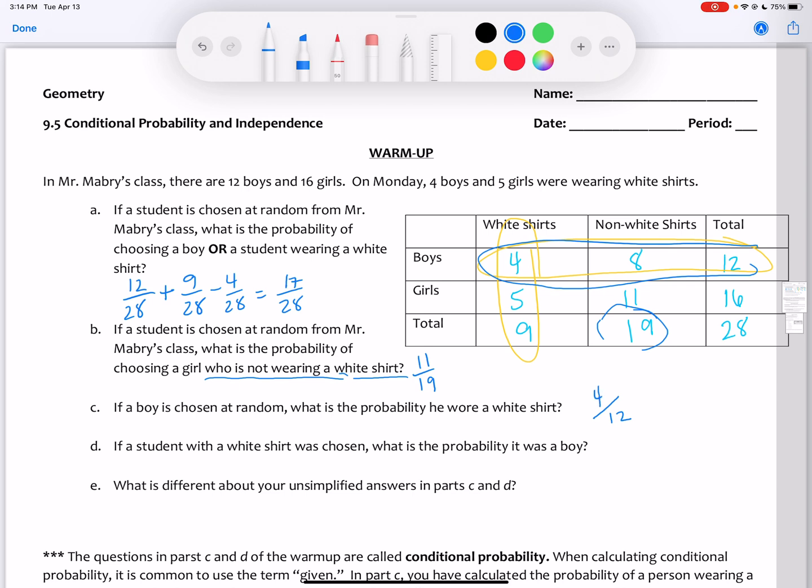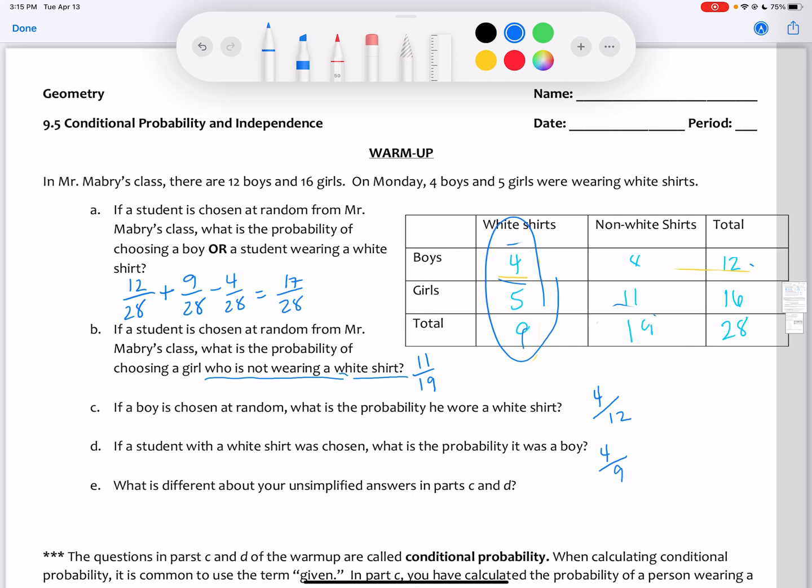If the student, let's see if I can erase some of these lines, simplify it a little bit. If a student with a white shirt is chosen, so the condition is that they have to have a white shirt on. What is the probability it was a boy? Out of all the 9 people with a white shirt, there are 4 boys. What is different about the answers in part C and in part D?